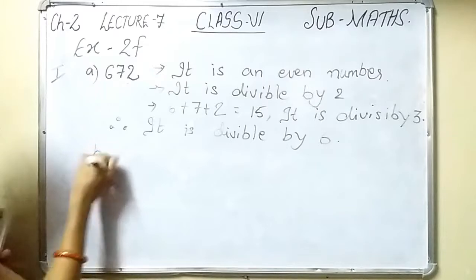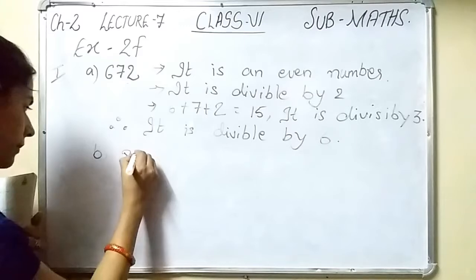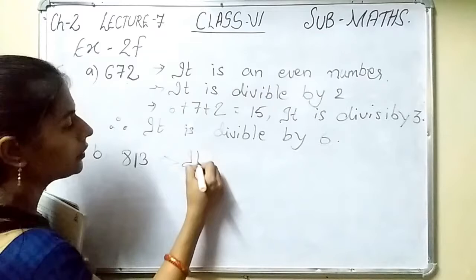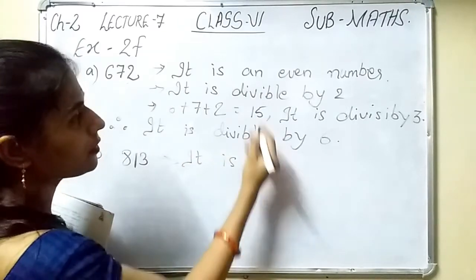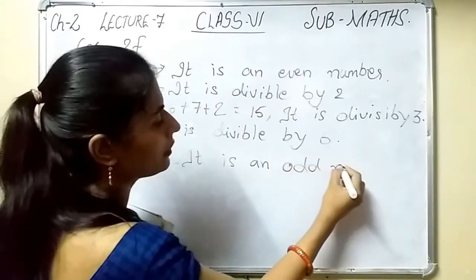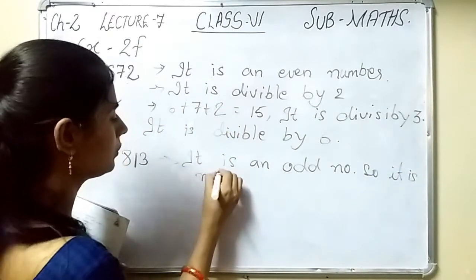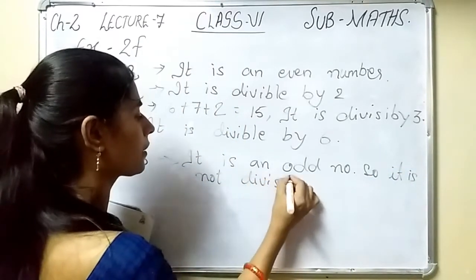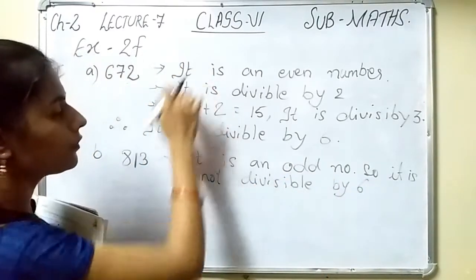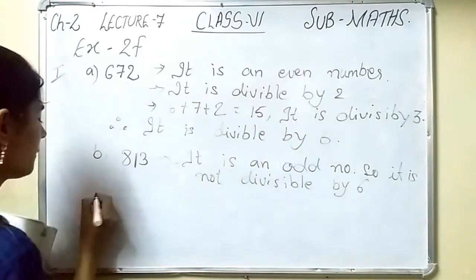See question number 2. 813. Now see, is it an even number? No, it is an odd number. In the first point only you got this, it is not divisible by 6. It is an odd number, so it is not divisible by 6. Remember, 3 of the points should be applied here to make it divisible by 6.